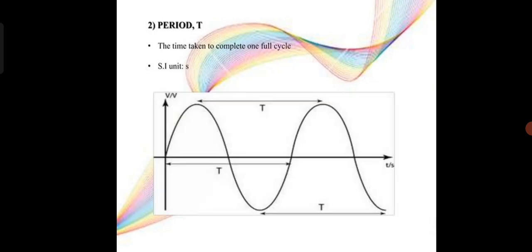And the second one is period, the time taken to complete one full cycle, and it is denoted in seconds. Basically we are able to observe a graph as shown in the figure in which T indicates the period, which completes one full cycle.